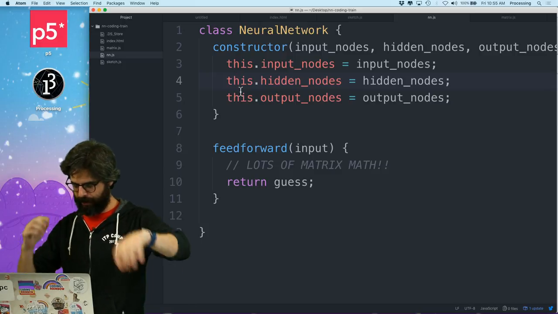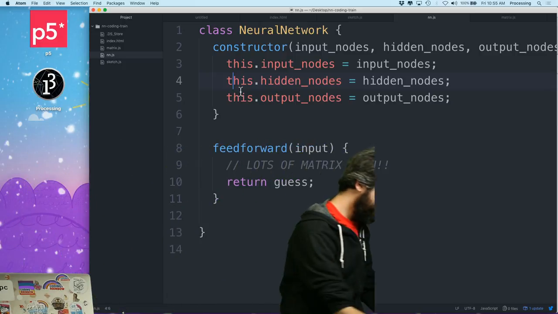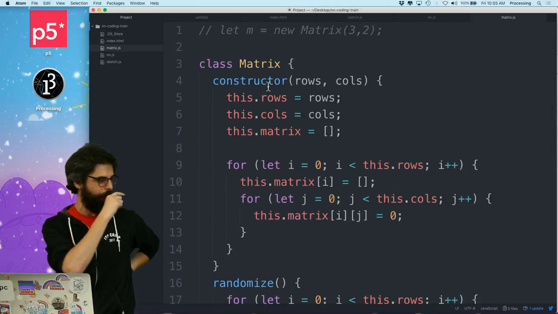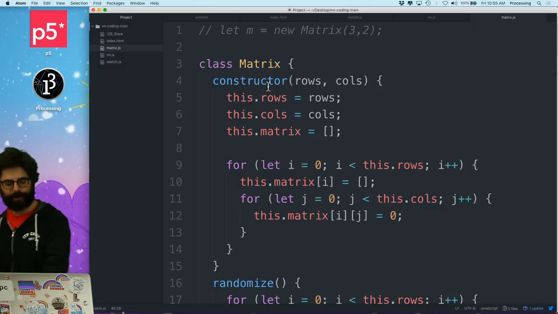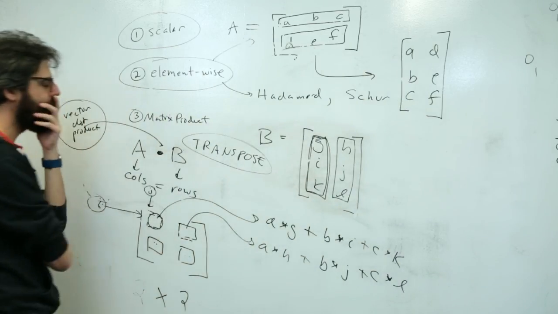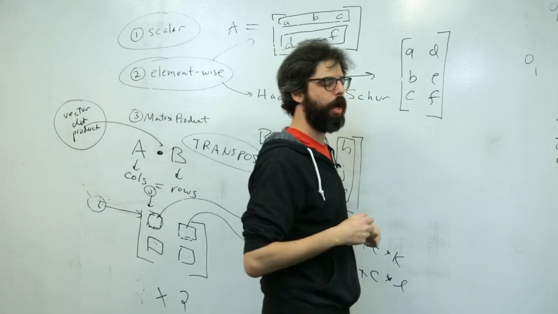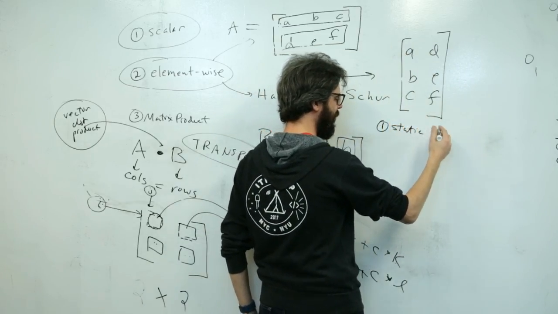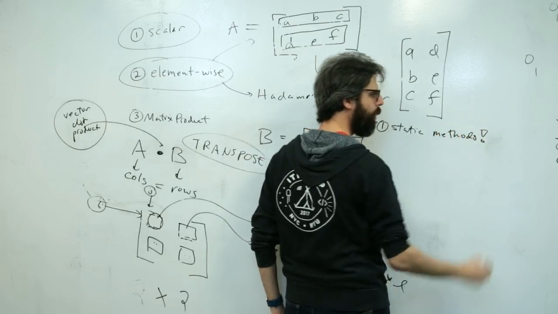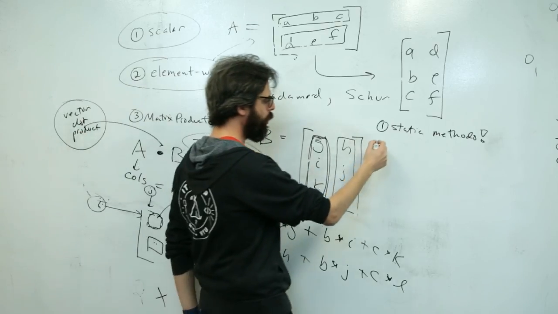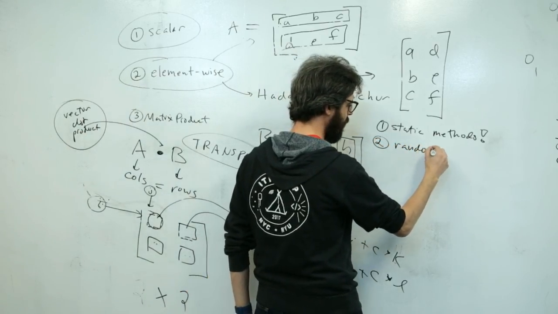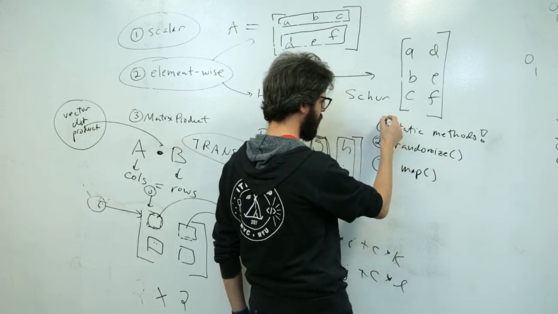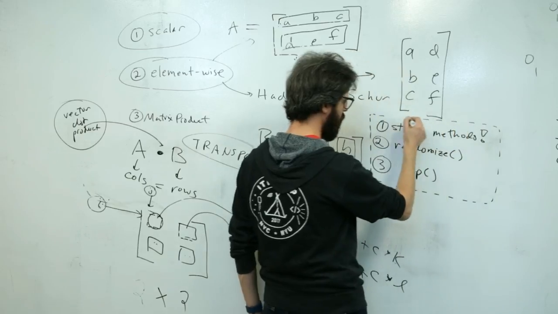Okay. All right. So, what do I need here? The first thing that I think I need to do is make some improvements to the matrix library. Let me make a list of those things. I'm going to make a mental list, maybe I'll write it down. I want to use static methods. That's item number one. Number two is I want to add a randomize function. And number three is I want to add a map function. So these are three things.